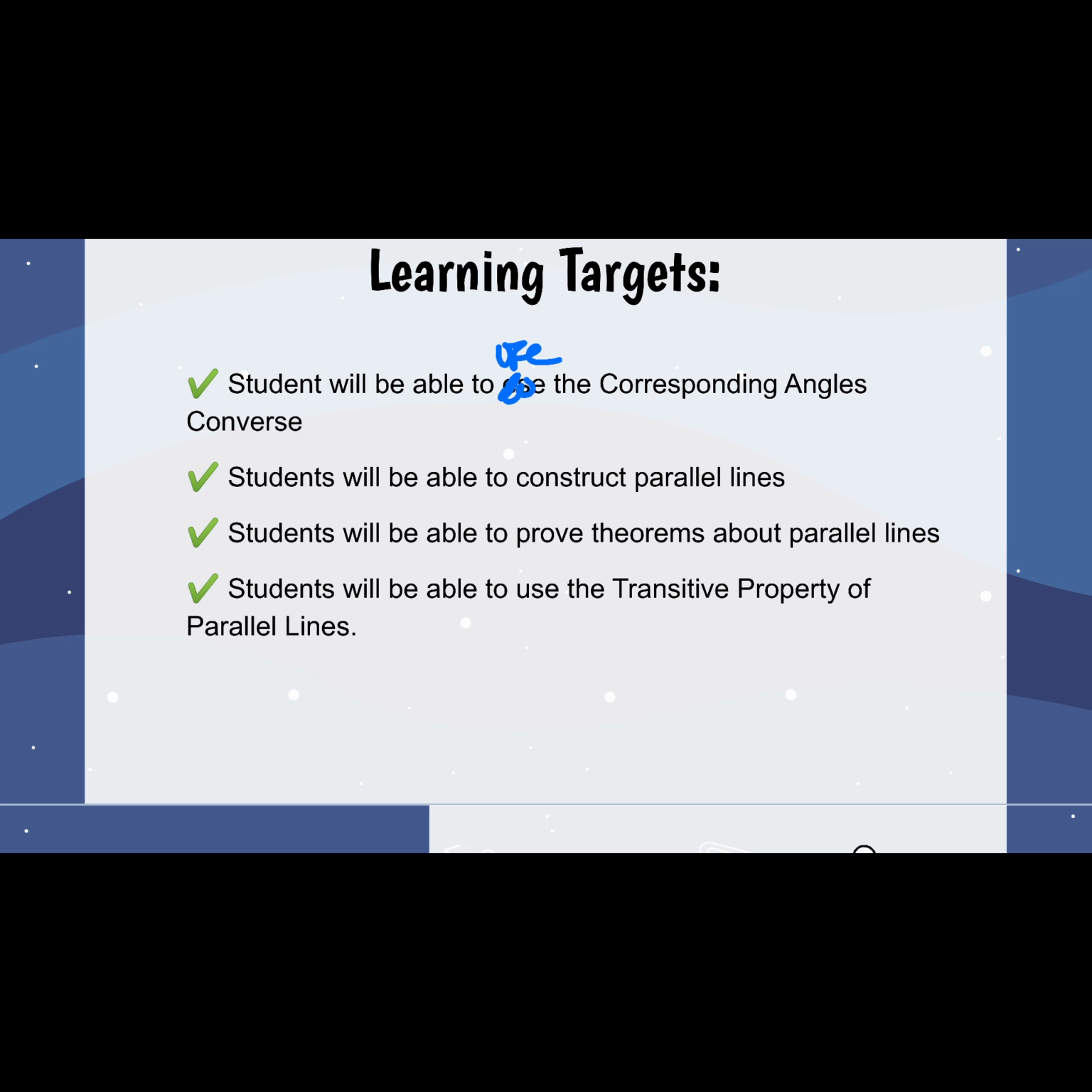So we talked about yesterday that we're not going to do actual legit proofs. We're just going to show that what we're saying, that we can back it up with those explanations. We're going to cite our theorems, and we're going to use our theorems and postulates to show that what we're saying is true. Last one, students will be able to use the transitive property of parallel lines. That sounds really complicated, but it's very, very simple. I think you guys are going to be able to come up with that property without me even telling you. You'll see when we get there.